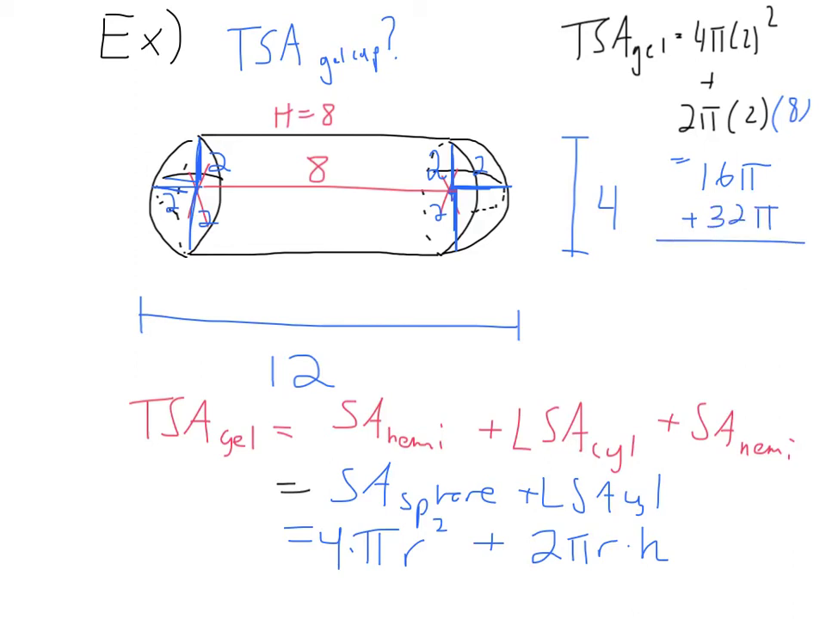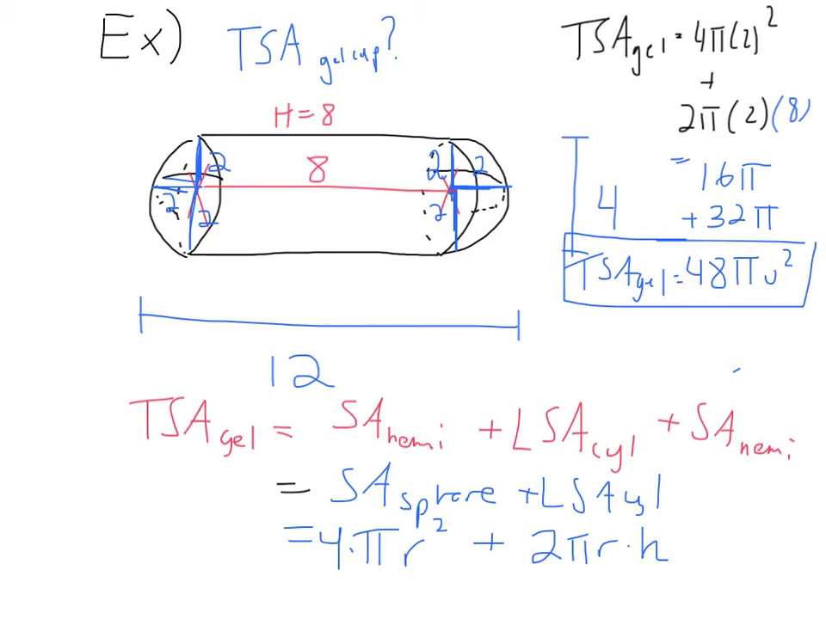Since these are like terms, we can put them together. 48 pi square units is going to be the total surface area of our gel cap. And I'm assuming the units would be very small because this is like a little thing of medicine.